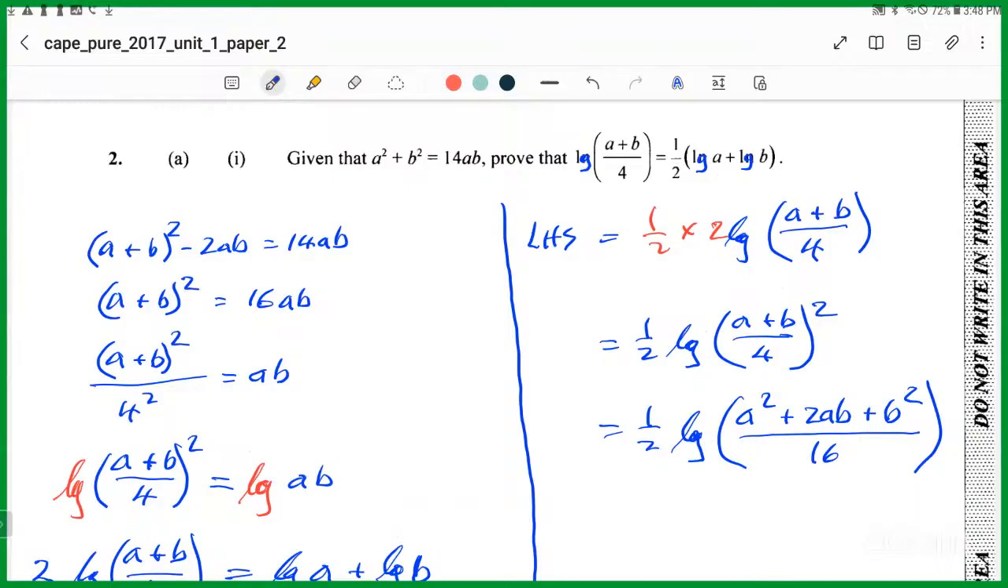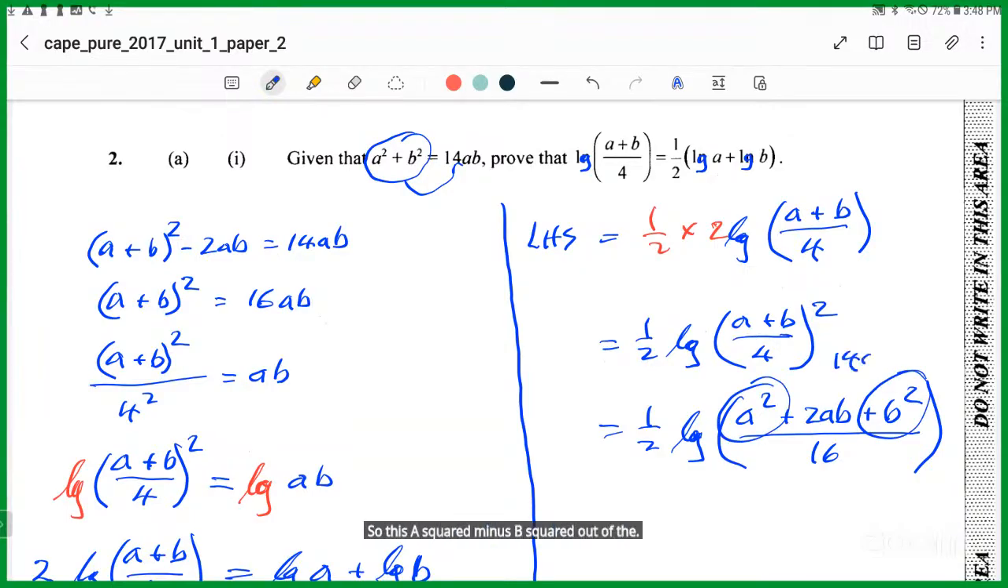See it here now, the a squared plus b squared is 14ab. So this a squared and this b squared add up to 14ab, and the 14ab plus this 2ab give me 16ab on the numerator. I write it out. So the a squared and the b squared is 14ab, this and that.